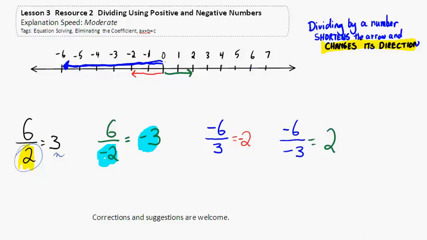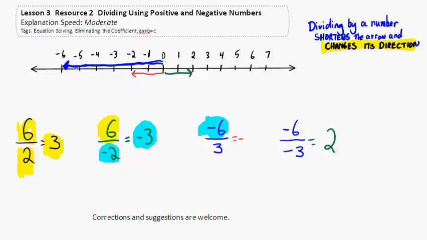Now, if you look at these combinations, we have a positive number divided by a positive number, and it gives us a positive number. Then we have a positive number divided by a negative number, and it gives us a negative number. And then we have a negative number divided by a positive number, and we end up with a negative number, negative 2. A negative divided by a positive is a negative, and a negative divided by a negative is a positive.